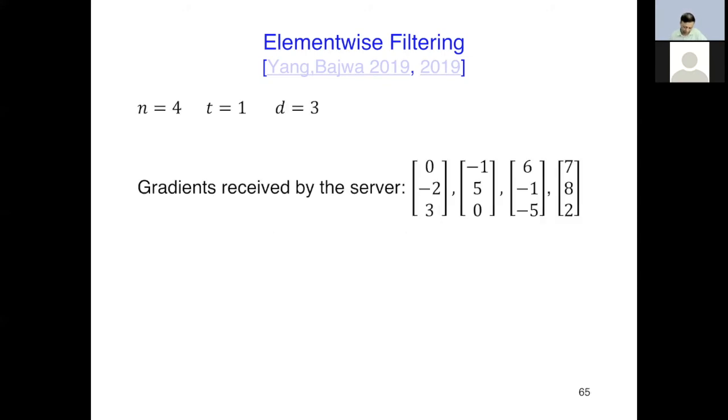Here's an example of that for a smaller case. Suppose n equals 4, that is, 4 agents, t equals 1, so 1 can be faulty, and d equals 3. There are 3 elements in the vector.